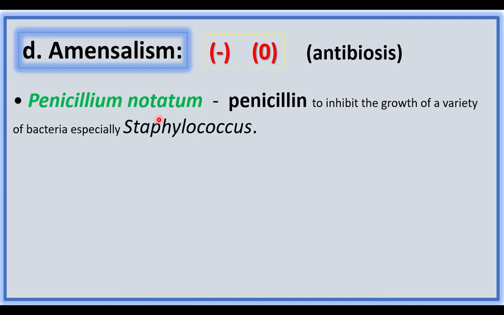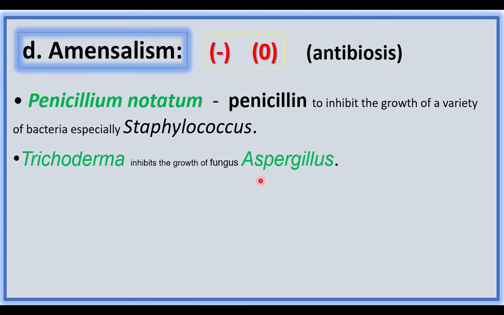Example, Penicillium notatum produces the chemical penicillin. It inhibits the growth of many bacteria, especially Staphylococcus. Trichoderma is a fungus. It inhibits the growth of another fungus, Aspergillus.